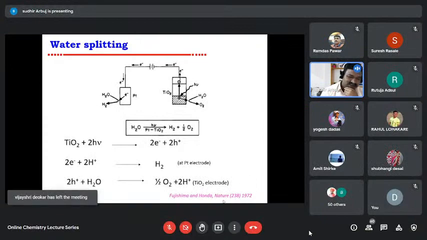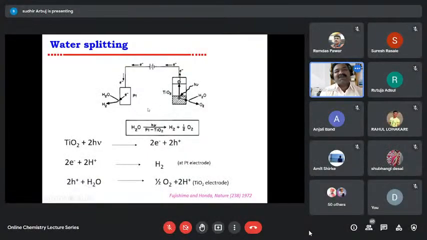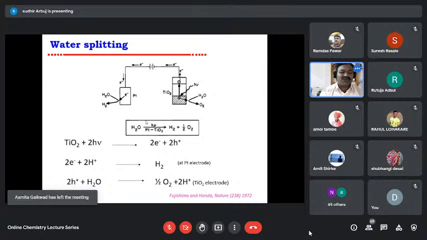Since this first report in 1972 by Fujishima, an enormous number of people have been thinking about producing hydrogen by water splitting using sunlight. This is the cheapest method to generate hydrogen using water. Water is plentiful and solar light is also plentiful. But what is the main criterion? This catalyst, TiO2, is the main criterion, the main heart of this water splitting.